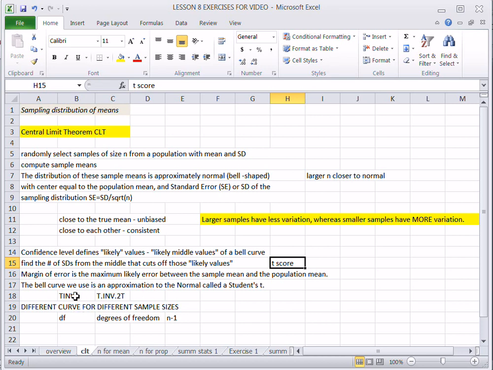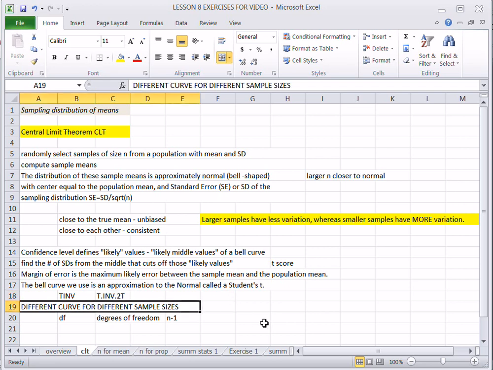And to do that, we have to use some kind of t-inverse command. In Excel 2007, t-inv is the inverse command. Excel 2010 will use t-inverse 2t, because remember, when you're working with a normal distribution, you have 2 tails of unlikely values, those too small and those too big. It's the middle 95% that's likely. So we have 2 tails defining the unlikely.